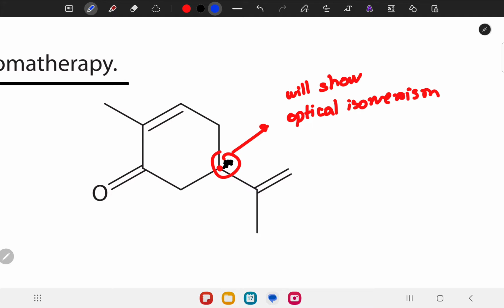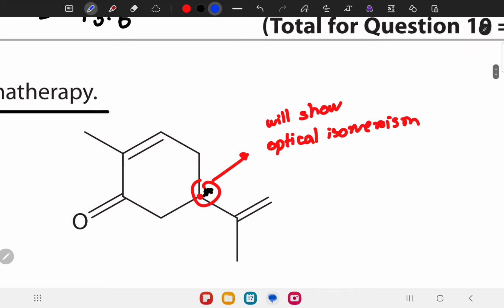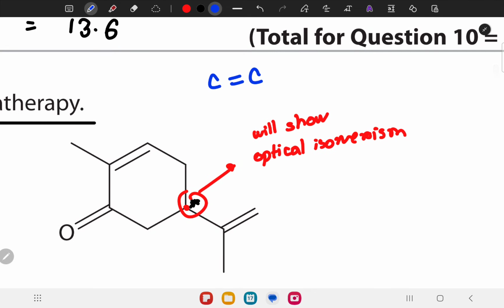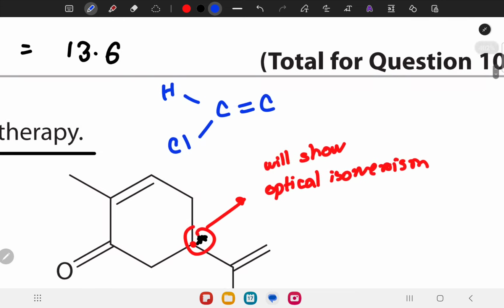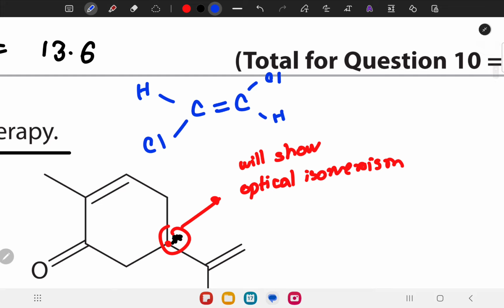For geometric isomerism, we need restricted rotation and 2 different groups around it. So a double bond or a triple bond is somewhere where restricted rotation happens. In this case, geometric isomerism will not be shown because there are 2 identical groups of atoms on the carbon. However, if we have chlorine over here, we have chlorine and hydrogen. This will show geometric isomerism with the chlorine and hydrogen flipped. So this is the Z isomer, and this is the E isomer.